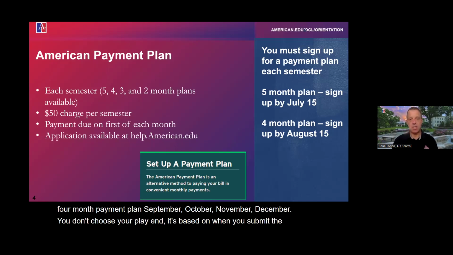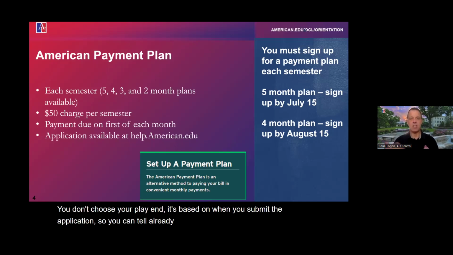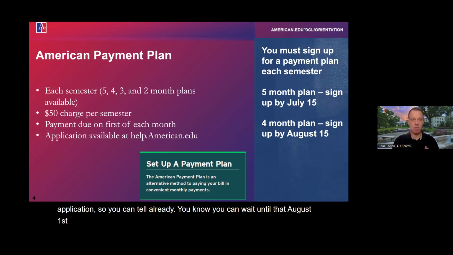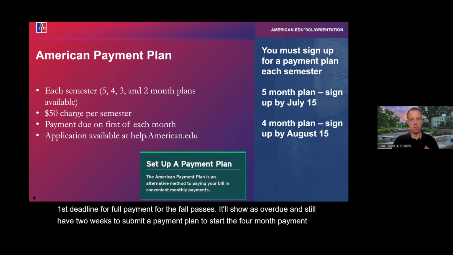Okay. So you can tell already, you can wait until that August 1st deadline for full payment for the fall passes. It'll show as overdue and still have 2 weeks to submit a payment plan to start the 4-month payment plan on September 1st.